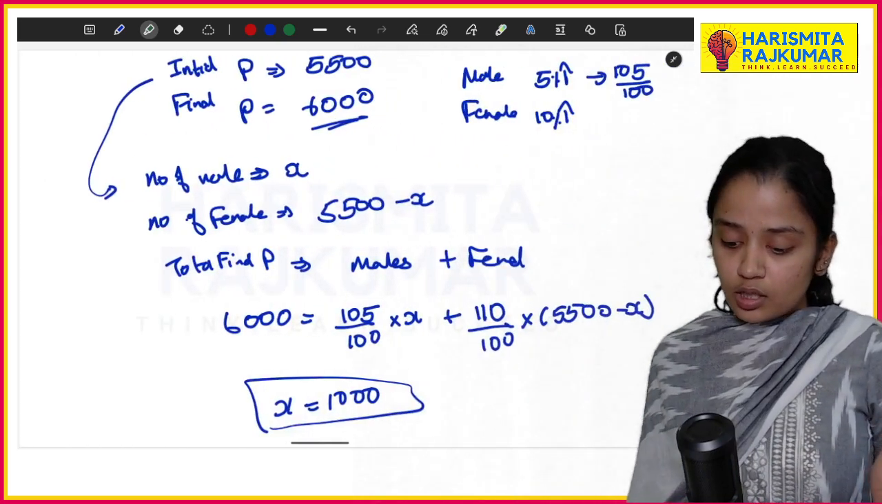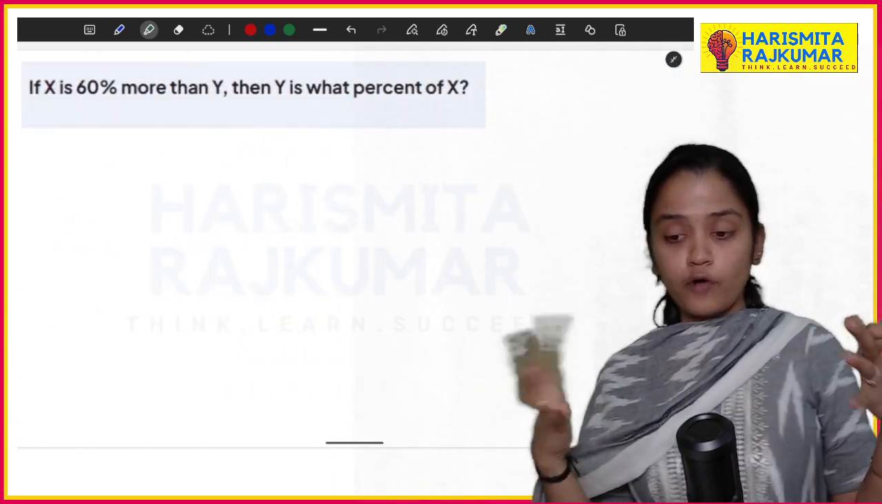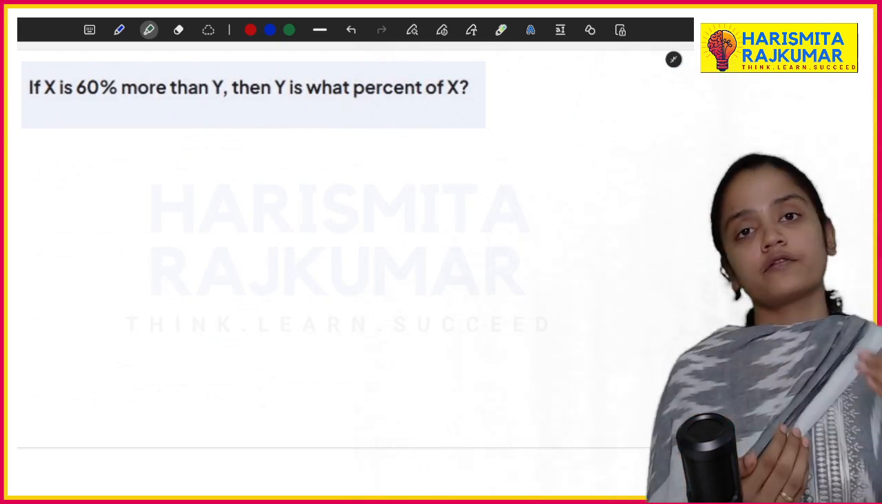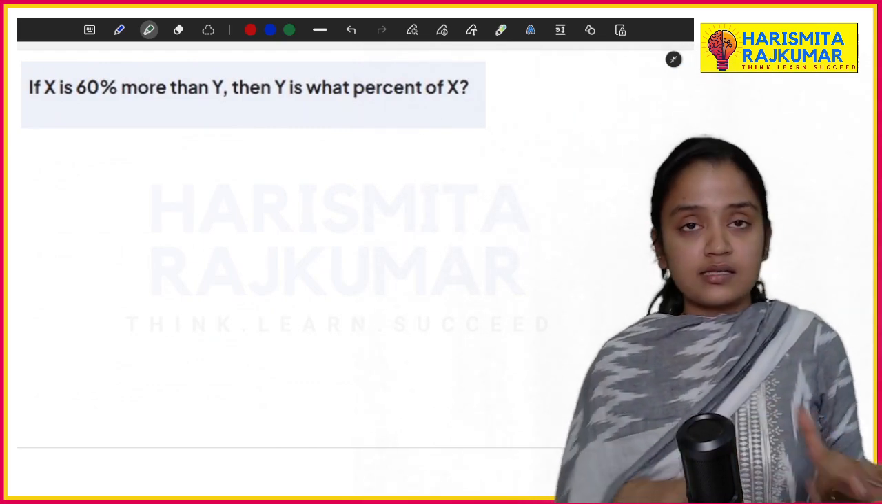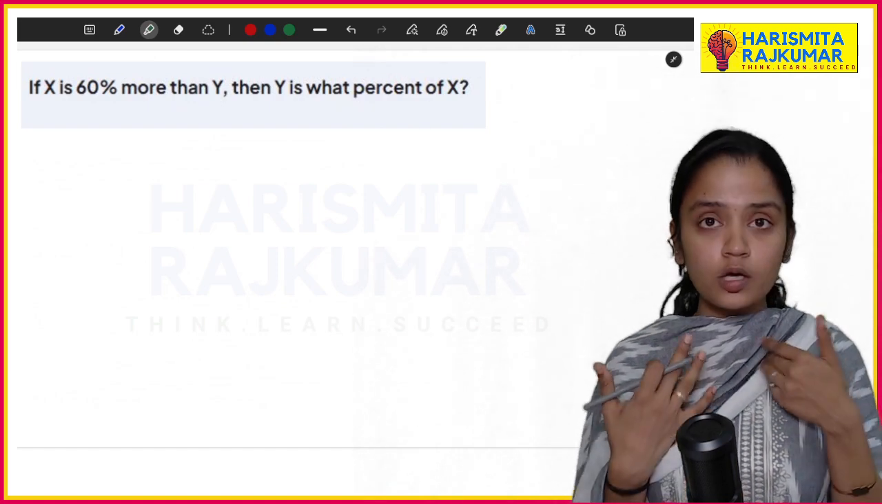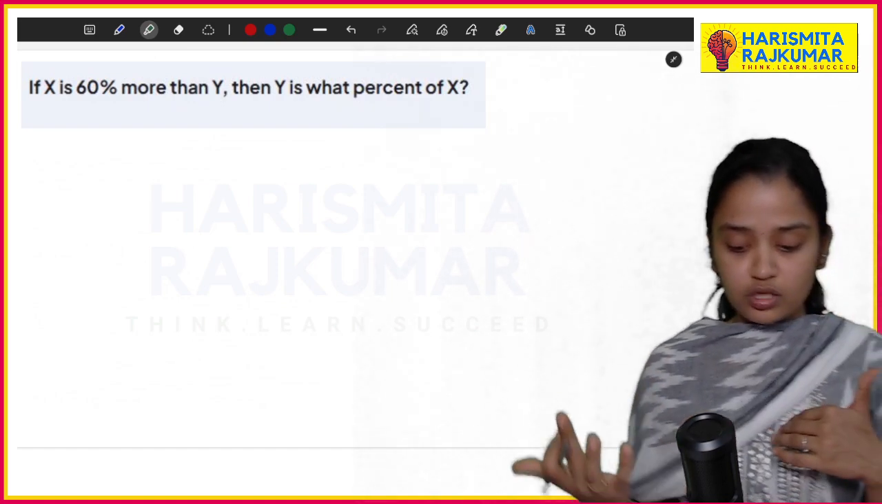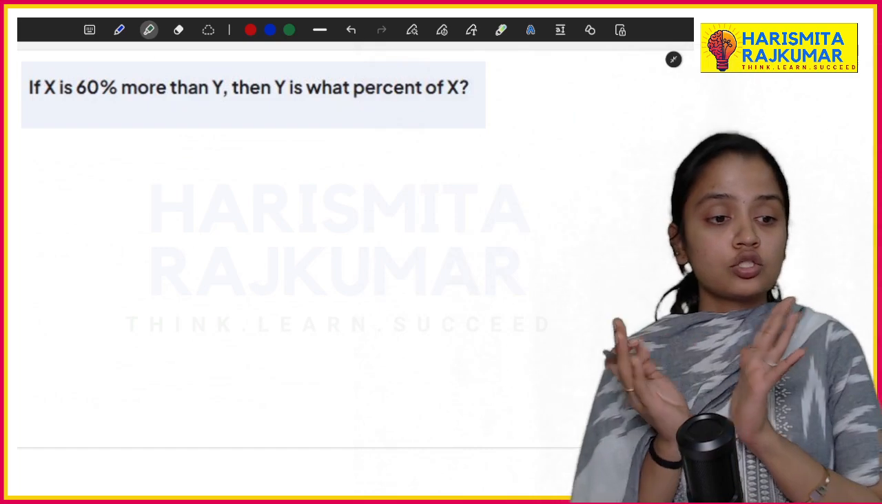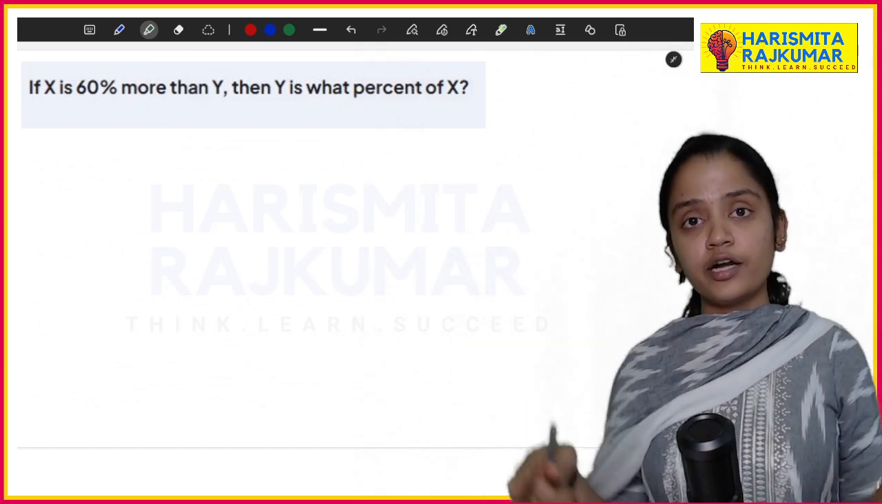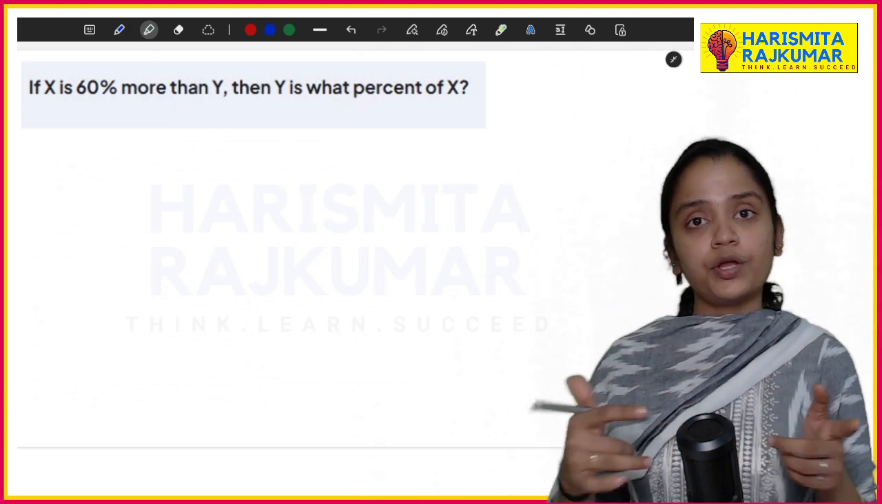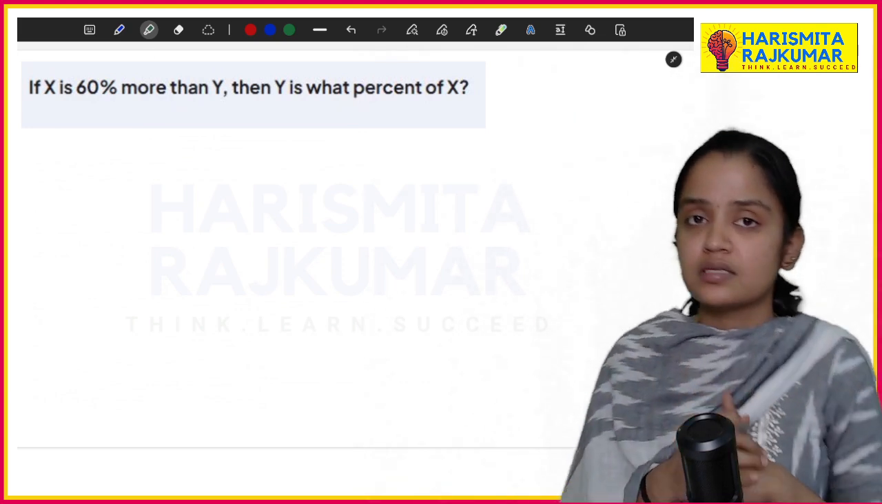Those who want, the formula related sums are a little tougher. The formula related sum is coming right now, where x is 60% more than y. What is the percentage of y? Comment below if you find the answer for it. Otherwise, I'll do a part 2 video related to this subject.